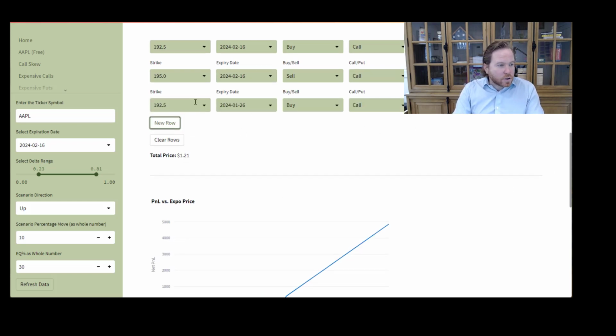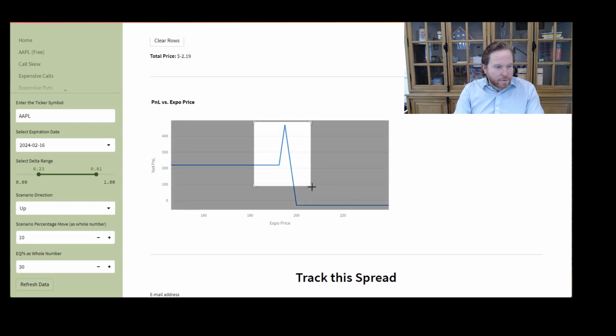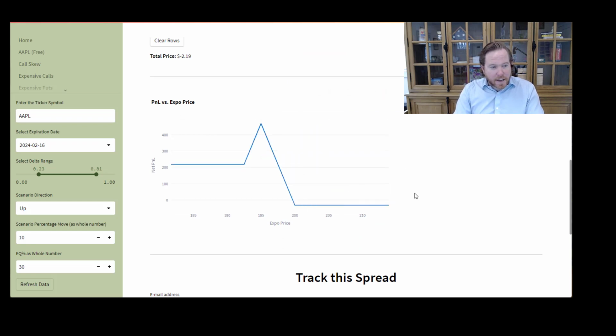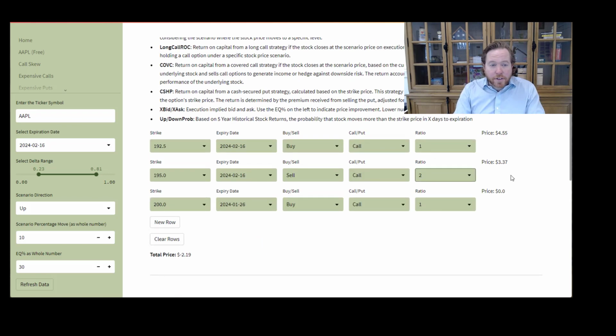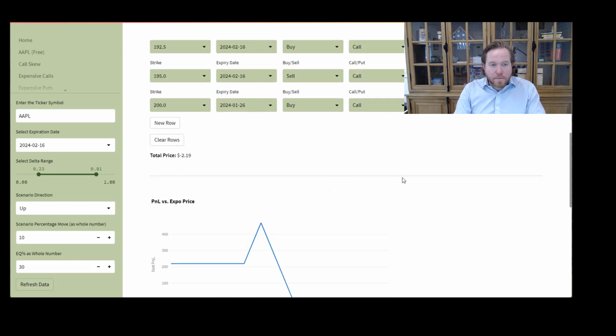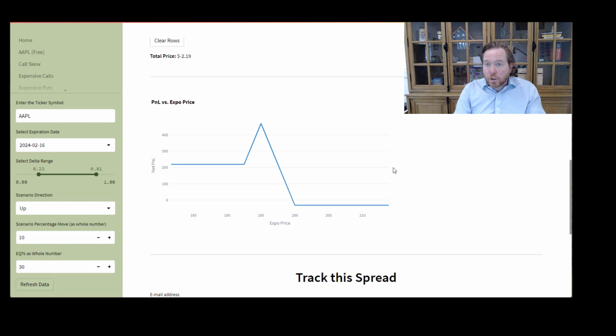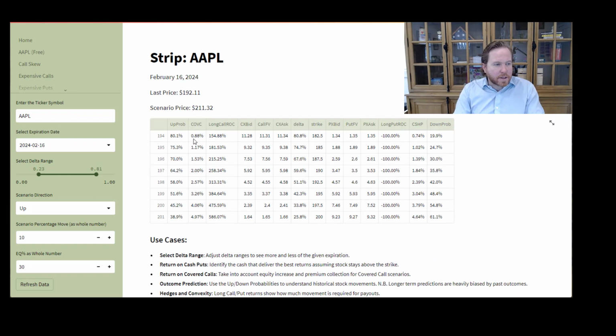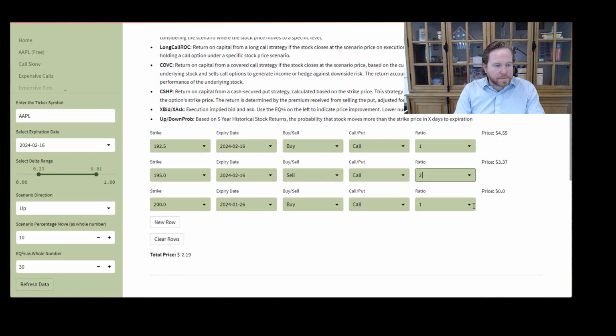All kinds of fun things you can do with the charting here, though, because we could add a broken wing butterfly or maybe just a regular butterfly. Maybe we'll go all the way up to 200, and we will instead sell 2 of these. So now we have a nice broken wing butterfly. Our risk is actually to the upside in this scenario, but we peak at 195 where we make that max value. We've talked about this in some other videos. Butterflies are hard to capture that max value. But anyway, there are a lot of different things you can do here with these spreads and building sort of custom trades to capture the opportunity that you're seeing based on some of these probabilities and values in the market.